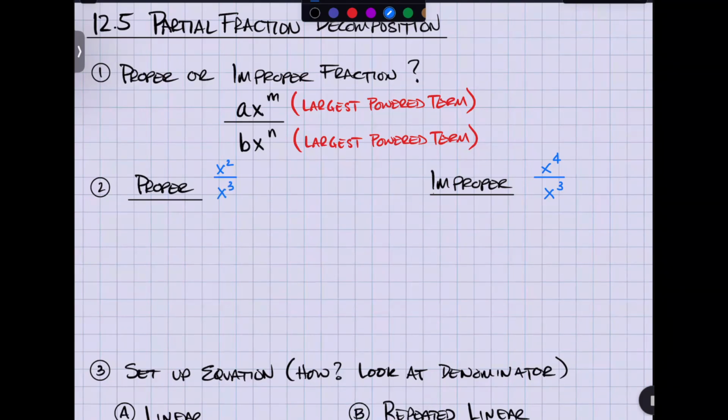Right? Where the power on top is going to be less than the power on the bottom. And improper is when the power on top is greater than or equal to the power on the bottom.